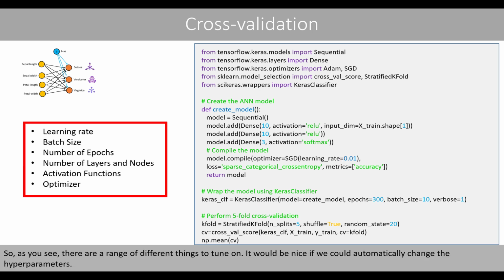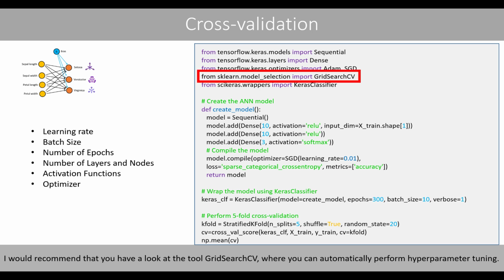So, as you see, there are a range of different things to tune. It would be nice if we could automatically change the hyperparameters. I would then recommend that you have a look at the tool Grid Search, where you can automatically perform hyperparameter tuning.